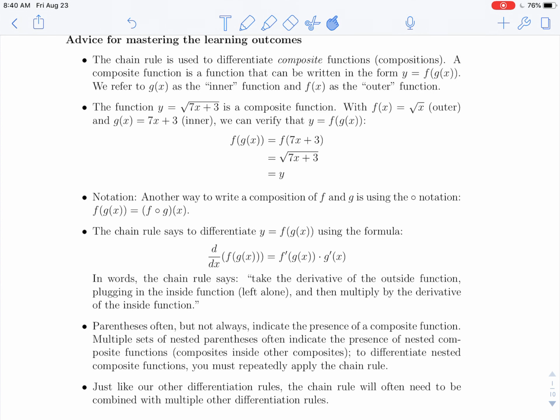Notation. Another way to write a composition of f and g is using the circle notation. So f of g of x is equal to f circle g of x.